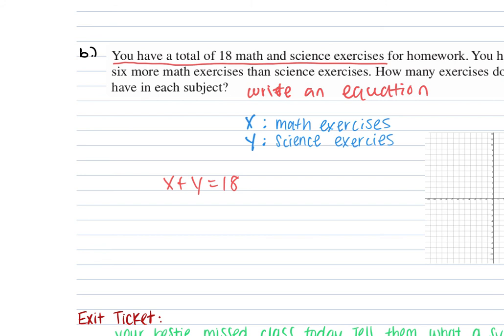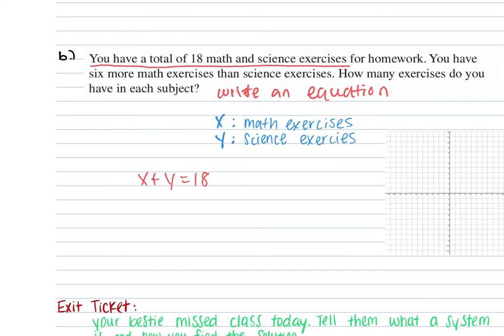The second part of the equation says you have 6 more math exercises than science exercises. Who thinks they know an equation that could compare those 2? Daniel? 12x plus 6y equals 18. Wait, we don't know that they're 12 and 6 yet. Just use what's written in the sentence. You have 6 more math exercises than science exercises.